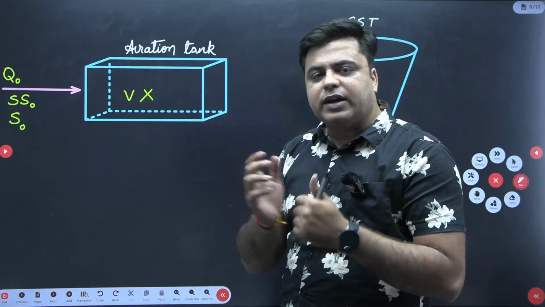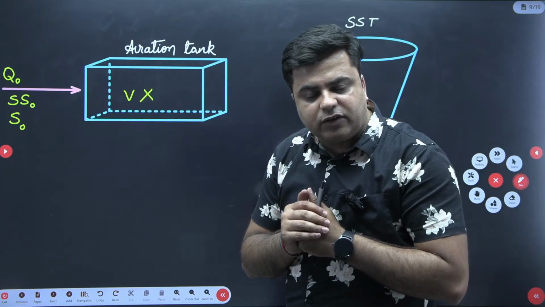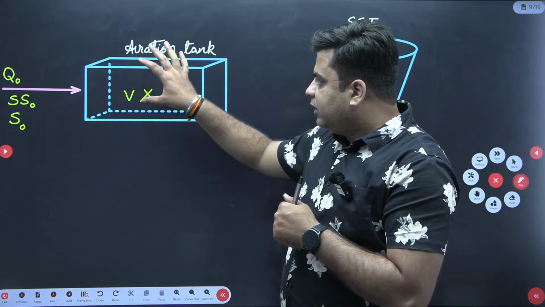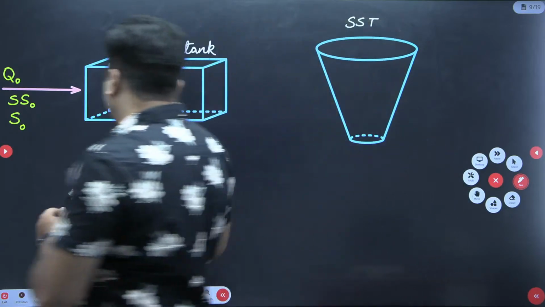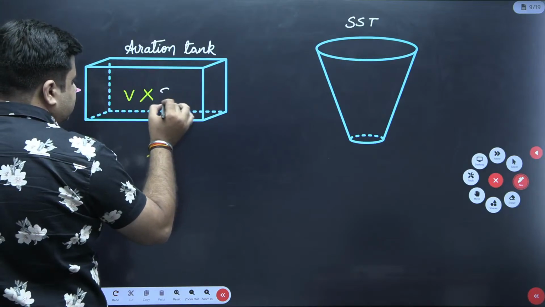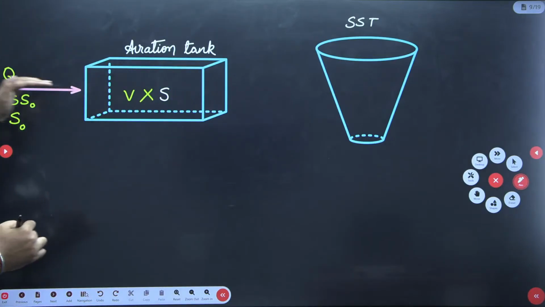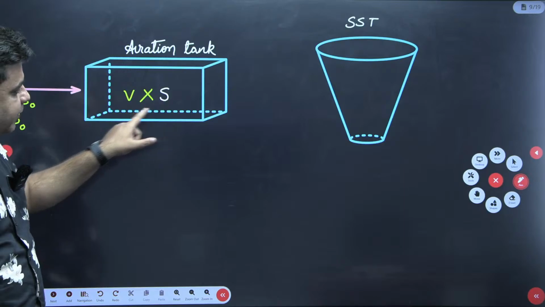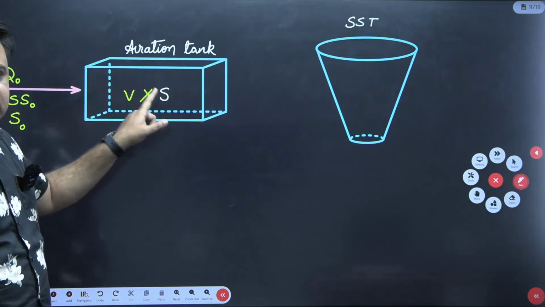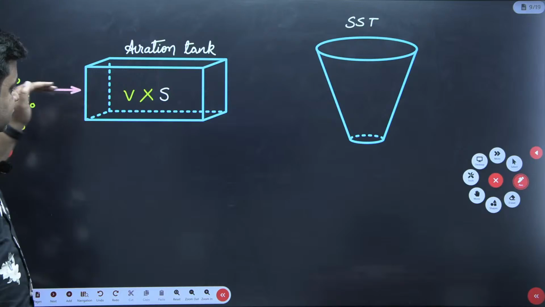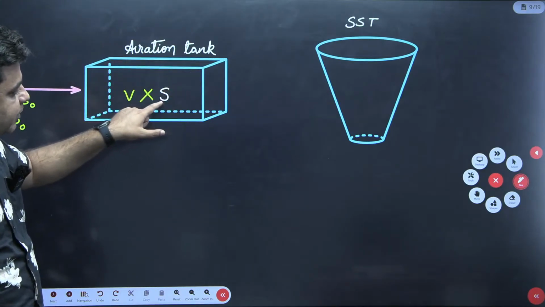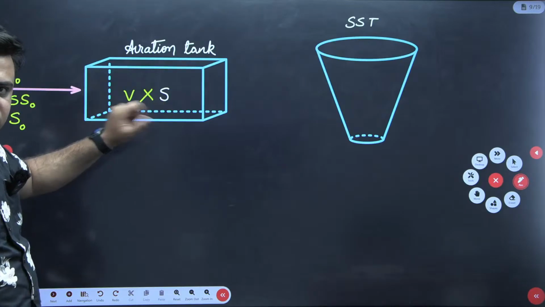Now these microorganisms will carry out the decomposition of the organic matter, and the value of organic matter is S. The amount of organic matter that entered into the aeration tank is S naught. After decomposition, the amount of organic matter that is left in the system is S.